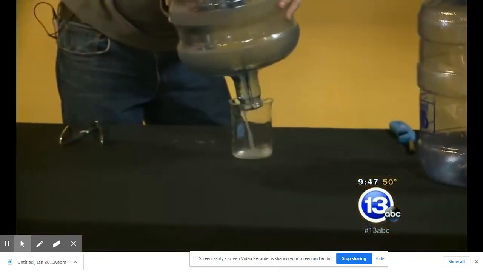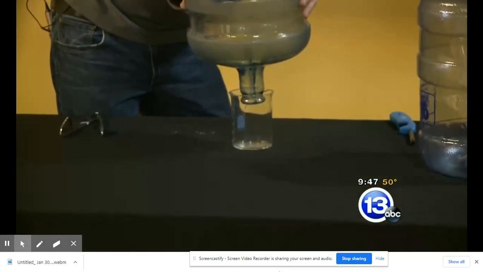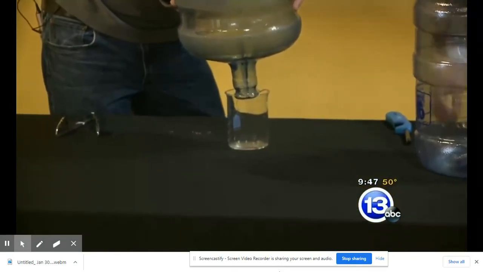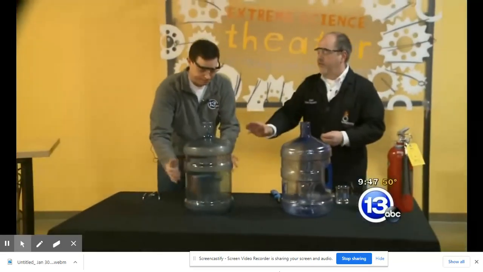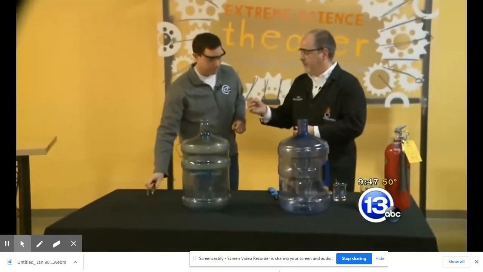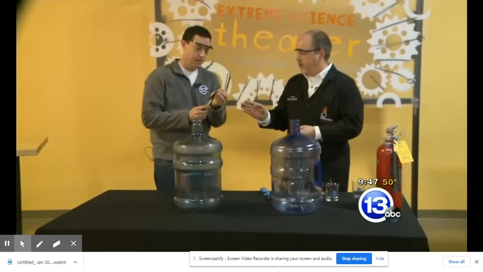So tip it totally upright. A little bit of liquid comes out. Let it drip for a second. Perfect. Go ahead and upright it. Take this away. And now we've got a very flammable mixture of gas inside there. I'm going to give you some matches. You've got a pair of tongs for safety.